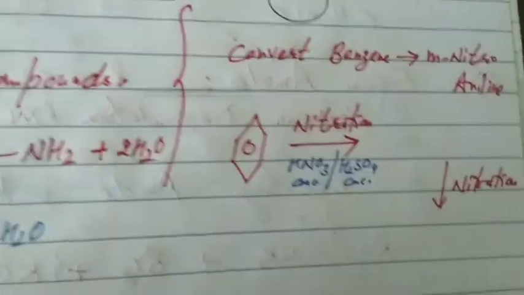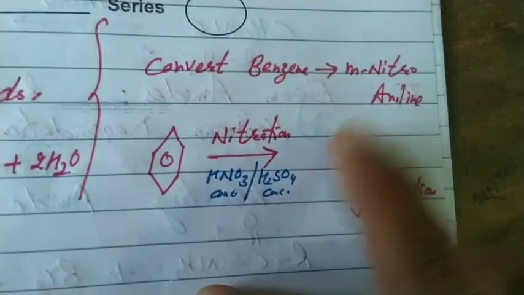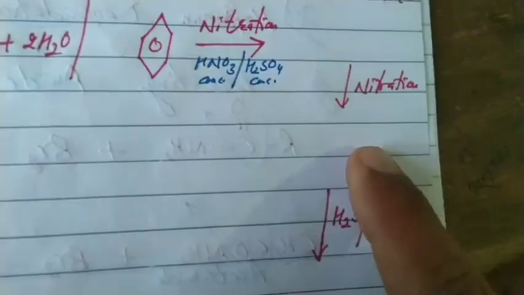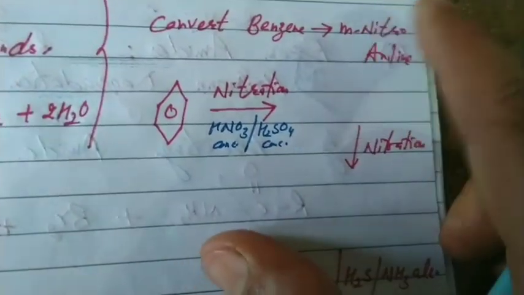Please do it. Convert benzene to meta-nitroaniline. Students, benzene nitration, you get nitrobenzene. Again nitration, you get, it is a deactivating group, 1,3-dinitrobenzene. Then use it. Definitely you get meta-nitroaniline. Complete up to this. Thank you.